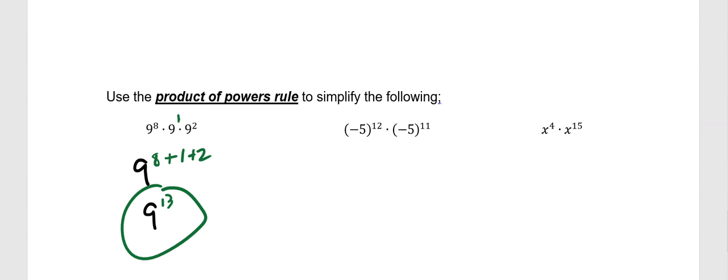So we should be beginning to see there is a nice simple process here where to simplify powers that are being multiplied, what we call a product of powers rule, we're going to keep the base and add the exponents. Okay, so finish those up and we'll investigate more in class.